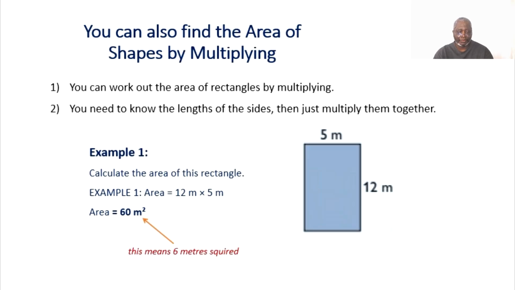You can work out the area of rectangles by multiplying. You need to know the lengths of the sides, then just multiply them together. For example, the rectangle at the bottom here is 5 meters by 12 meters, so all you have to do is to multiply them. 12 meters times 5 meters is equal to 60. But when you're finding area, it is squared. So the answer you should write is 60 meters squared. That is that little 2 you're seeing by the side of the meter sign.